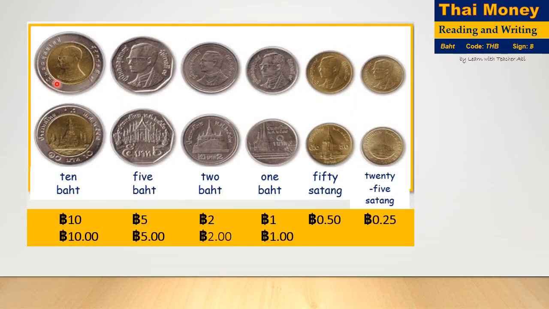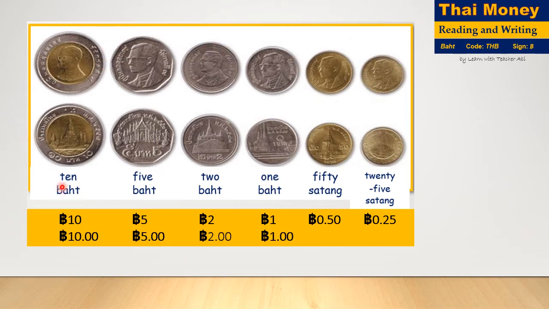Okay, we have coins here. For coins, you will not see the value of the money in front of it, but you will be able to see it at the back of it. So 10 baht, 5 baht, 2 baht, 1 baht, and then you'll see here 50 and 25. These are called coins.